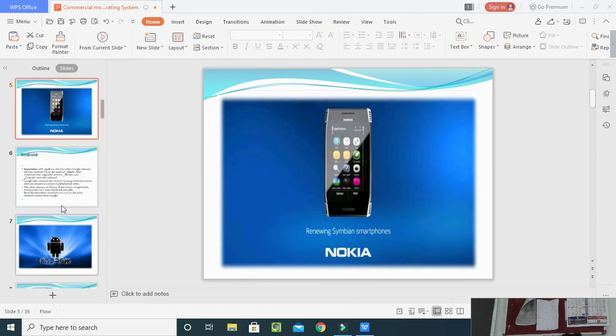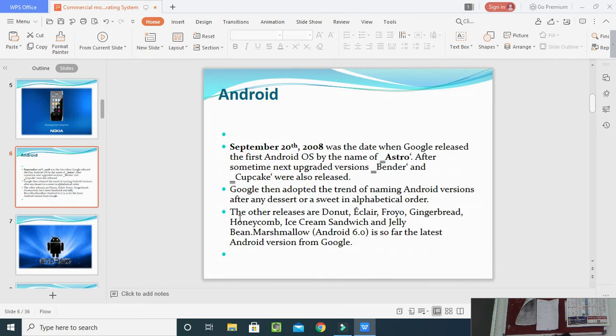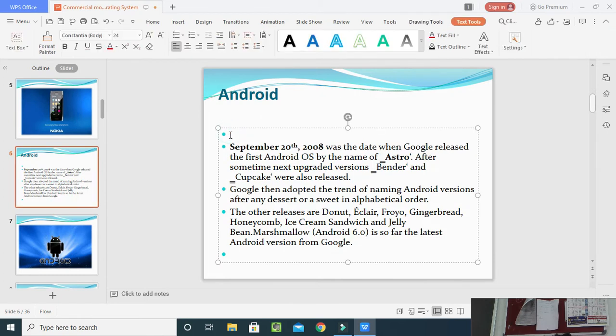Now we'll go to the next one, that is Android. Nowadays it is in huge demand. So what's happening here?